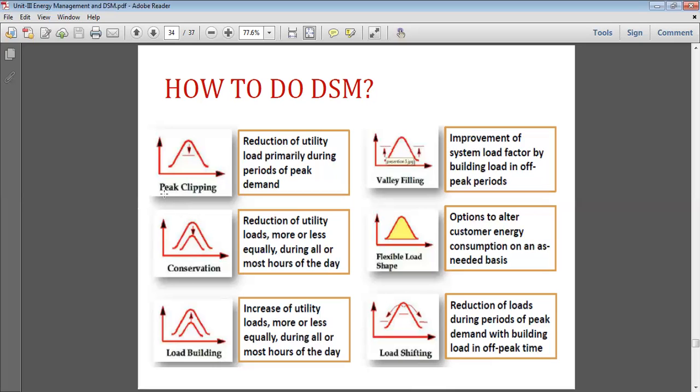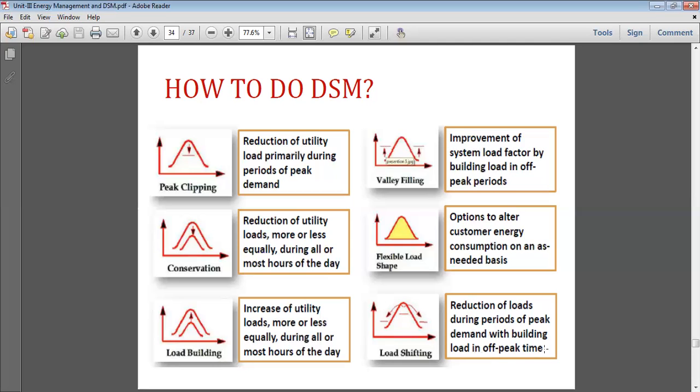Whereas in peak clipping, we are just reducing the load during the peak hours. In load shifting, we shift some of the load which would operate simultaneously in the peak hours into the off-peak period. Again, it will give the load curve as flat as possible. So the reduction of loads during periods of peak demand is with building load in the off-peak period. So we are shifting the load from the peak hours to the off-peak period. That is called load shifting.